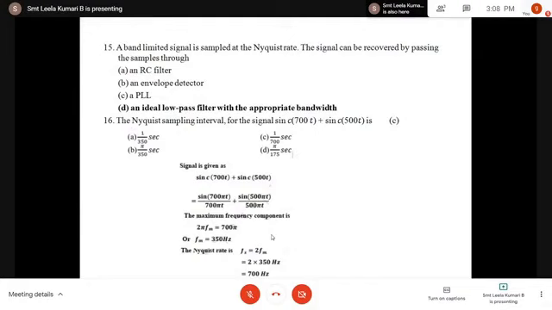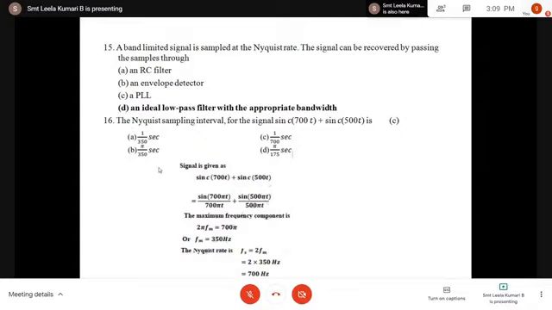And 15th one is, a band-limited signal is sampled at the Nyquist rate. The signal can be recovered by passing the samples through an RC filter, an envelope detector, a PLL, an ideal low-pass filter with the appropriate bandwidth. So, a band-limited signal is sampled at the Nyquist rate, that is Fs should be greater than or equals to 2Fm, and to recover the original signal back, we have to use the low-pass filter with appropriate bandwidth. Therefore, option B is correct.